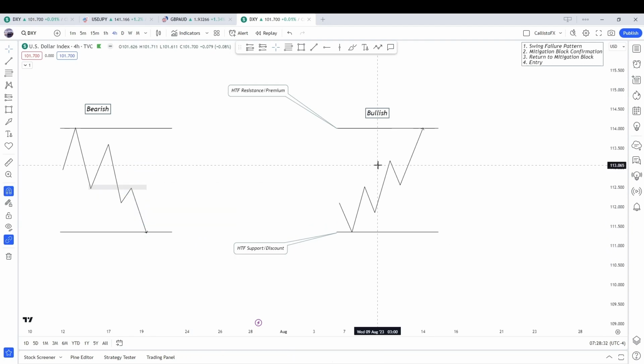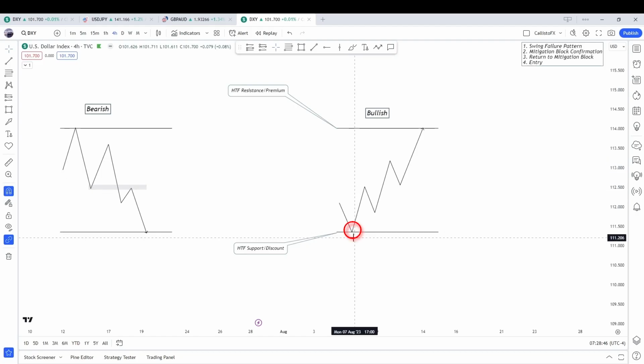Next, let's discuss the bullish scenario. It's the same thing as the bearish scenario, but it's just flipped around. Instead of buyer's remorse, it will be seller's remorse. Right here, price goes to a higher time frame support or discount, and we see price being pushed up. This swing high over here fails to take out the previous swing low.